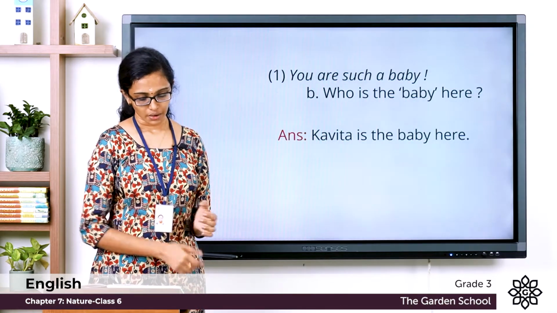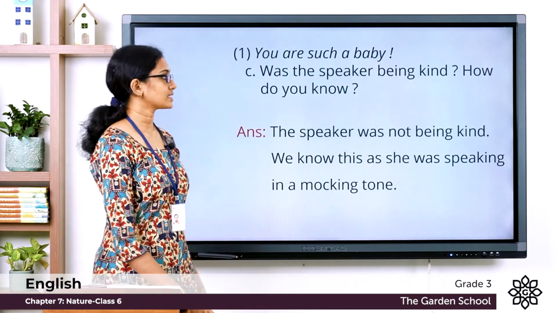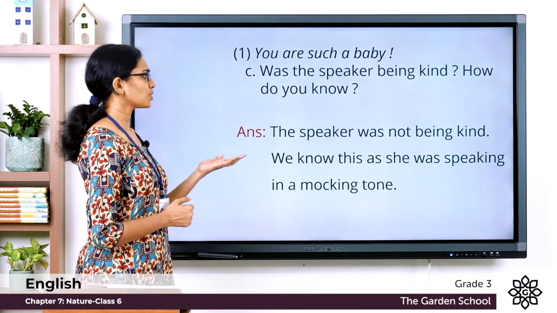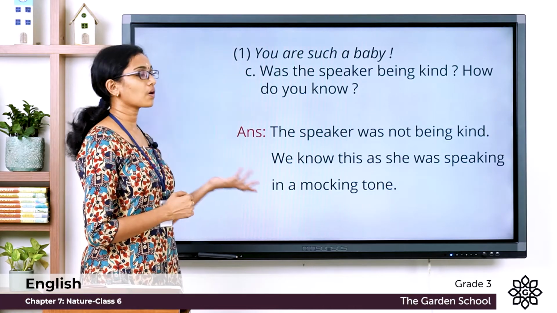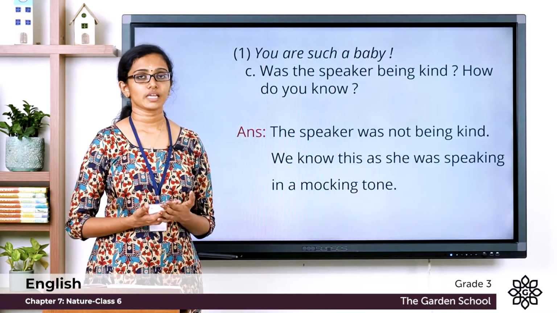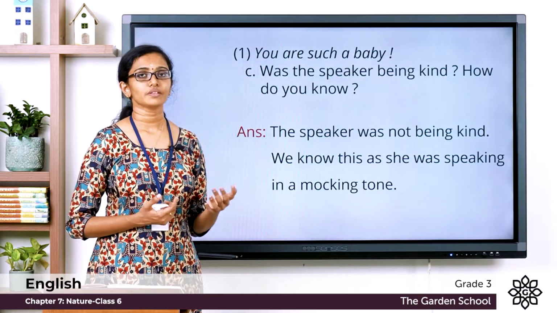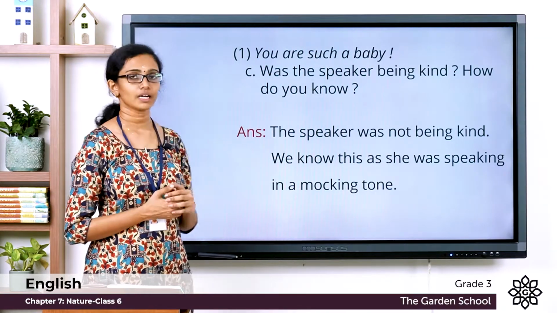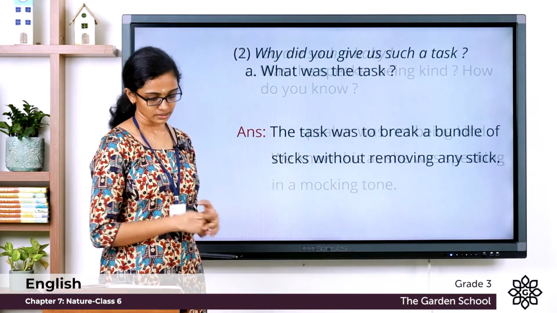Now question C, was the speaker being kind? How do you know? The speaker was not being kind. We know this as she was speaking in a mocking tone. So Meera was saying these words to Kavita in a mocking tone, and that's how we know she was not being kind. Let's see the next question.